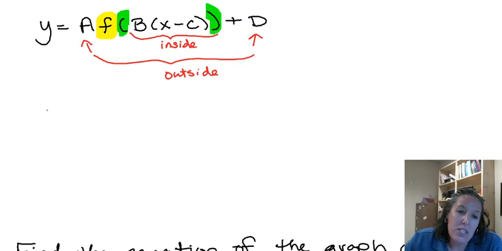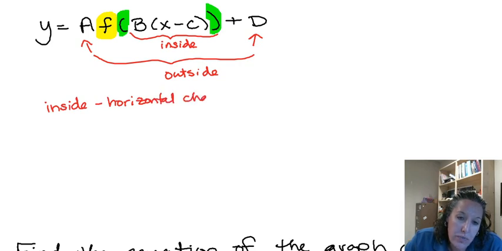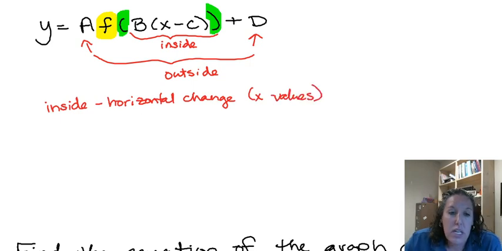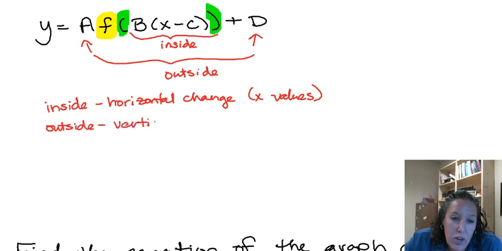All right, so if it is on the inside, that means it's going to be a horizontal change, and it is only going to change the x values. If it is on the outside, it's going to be a vertical change, and it is only going to affect the y values.